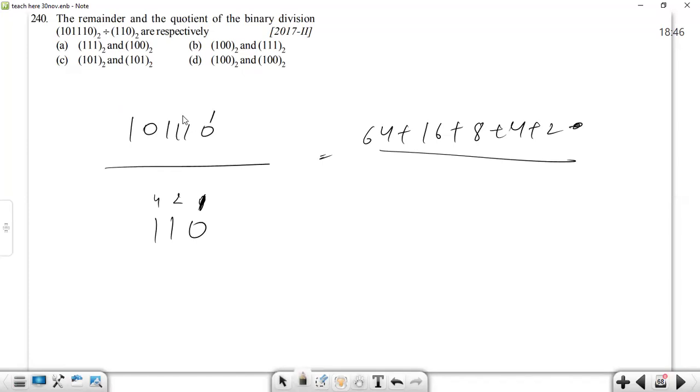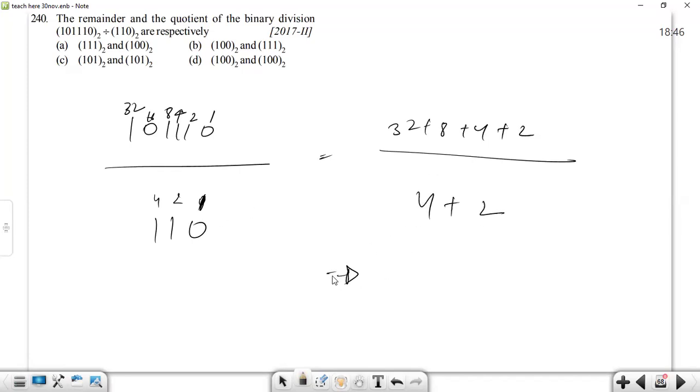So this is 1, this is 2, this is 4, this is 8, this is 16, this is 32. So 32 plus 8 plus 4 plus 2. So this becomes 46.